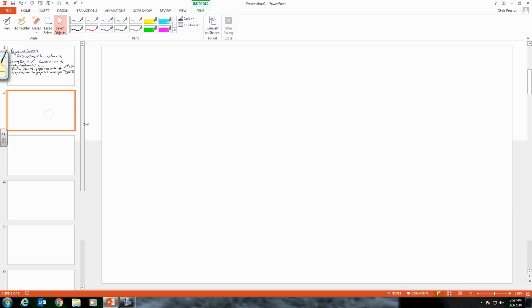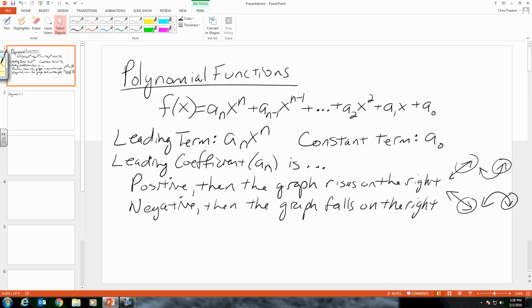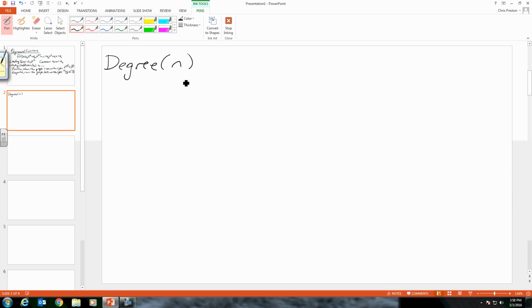Okay. Let's see some other things. So we have what we call the degree, and using my notation back here, the degree is this highest power on that leading term. That's how you know it's a leading term, because it has the highest power. And this tells you several different things. So one thing it tells you is if the degree is even, so x squared, x to the 4th, x to the 6th, then the left side matches the right.